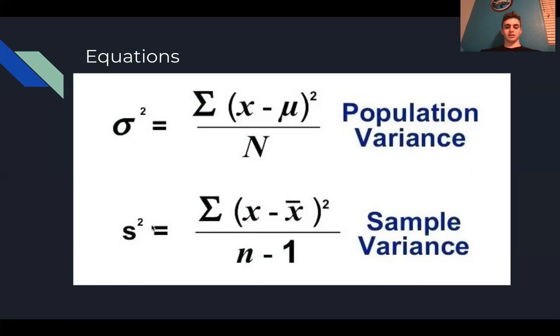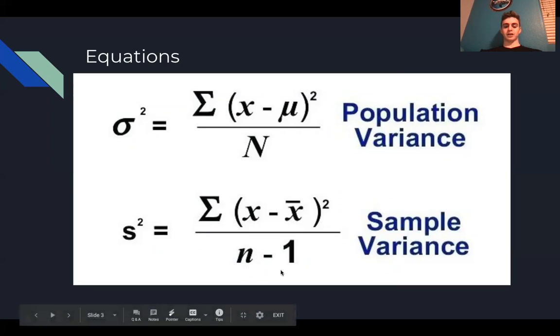And then this is the sample variance, the bottom one, and that is sigma, which is the sum of x minus x bar. X is just, again, one of the data points, minus x bar, which is the sample average instead of the population average, mu here, squared over n minus 1. And n is the total number of the sample data points.